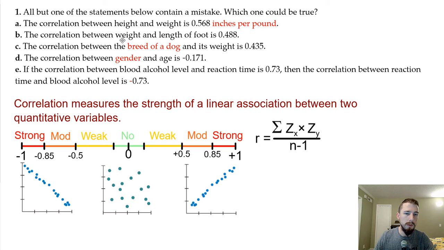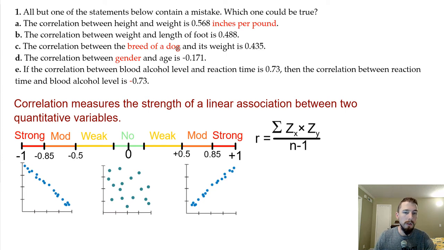All right, correlation between weight and length of foot is 0.488. So the weight and the length of foot are both going to be quantitative data with their units, so we're fine. This is not beyond 1 in magnitude, so this is actually the correct answer. It would be B. There's nothing wrong with this statement.